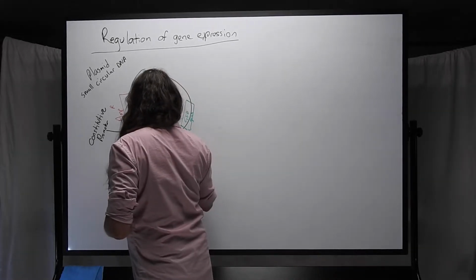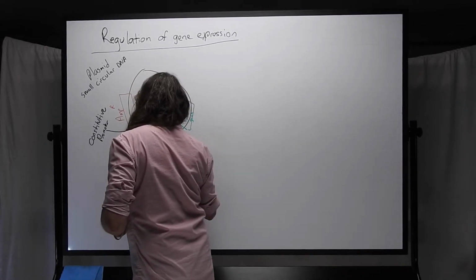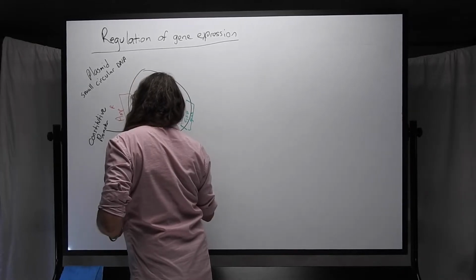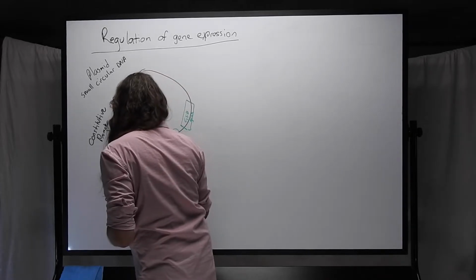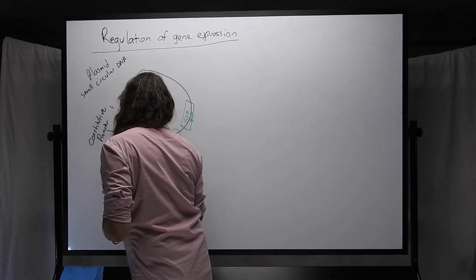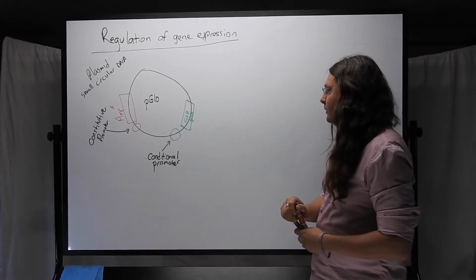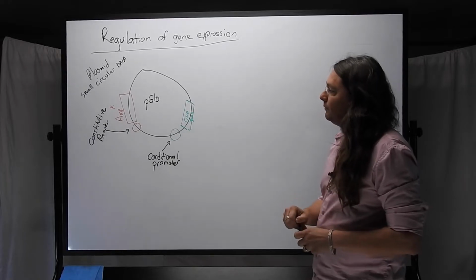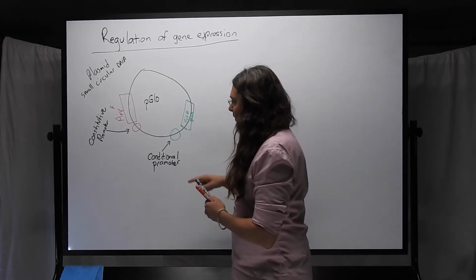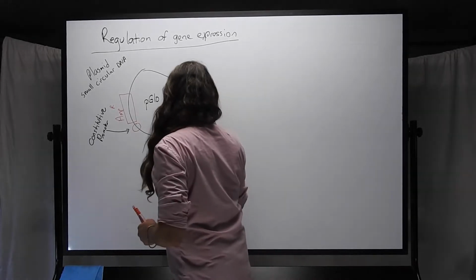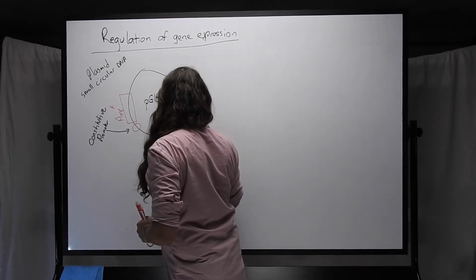And the condition is going to be a sugar. What sugar you're going to discover. So the signal is going to be a sugar, or the condition, in the media that's on the plate that the cells will be growing on. And if the proper sugar is present, then you'll get transcription. So this is if condition is met.